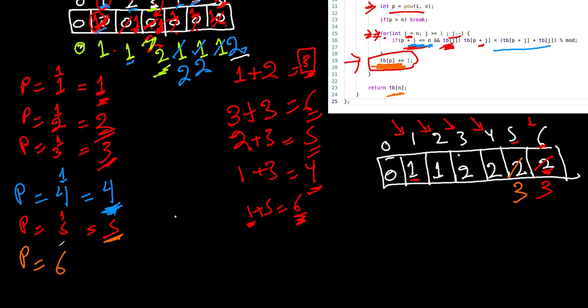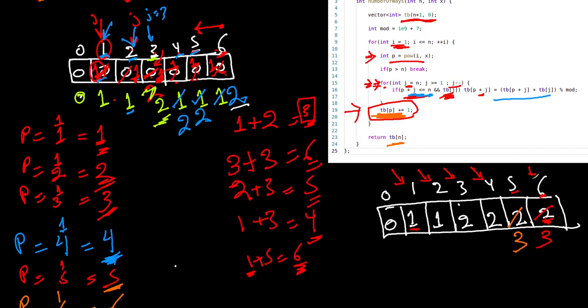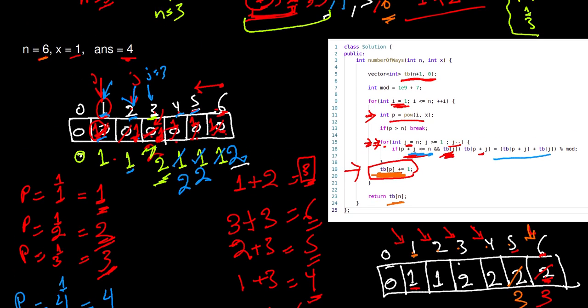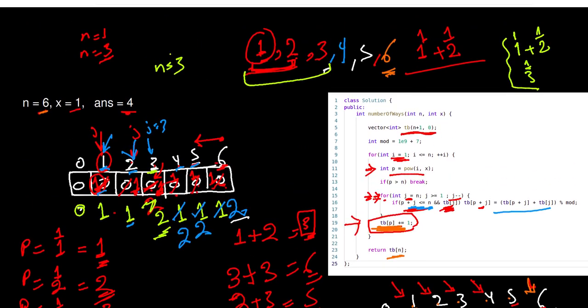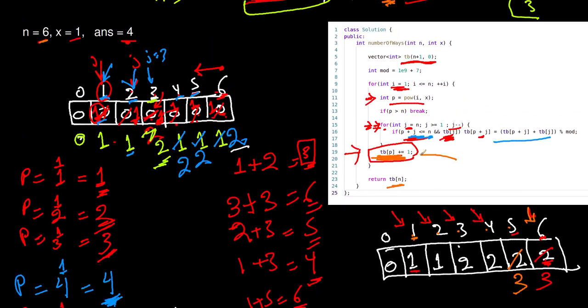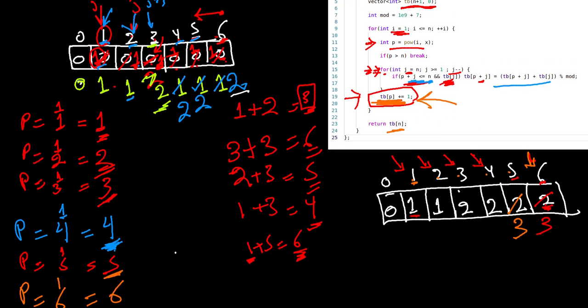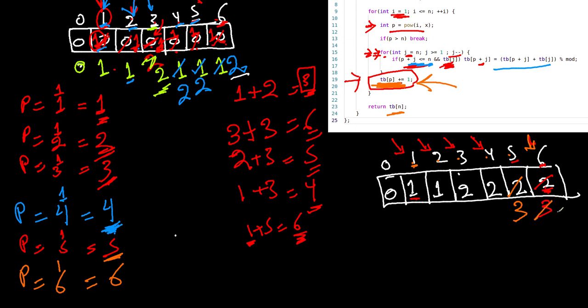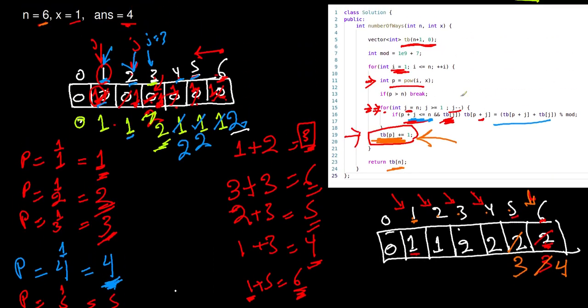P equals 6 to the power 1 equal 6. Now again, j is here, 6 plus 6 is greater than n. Also 5, also 4, also 3, also 2, also 1 plus 6 is greater than 6, so for I equals 6 we don't do anything other than this, TB of 6 plus equal 1. So 3 plus 1 is 4, and we are done with this loop.